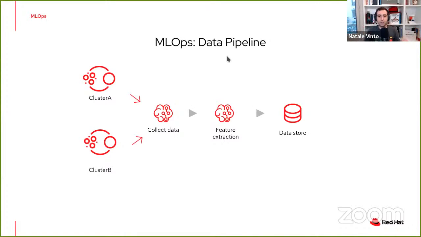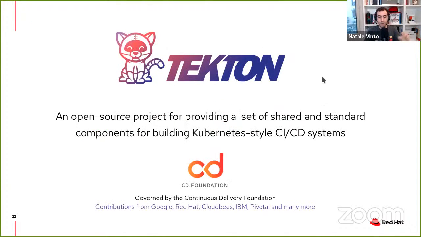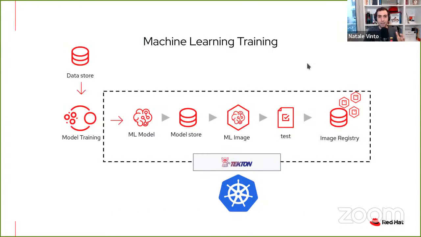If we think about a data pipeline, we have to collect data, and then we extract the features and store them in some data store. This could be done with a pipeline. In Kubernetes, there's a popular project for creating automation and pipelines called Tekton. It is a Kubernetes-native pipeline system. If you think about machine learning training, it could be done in this way.